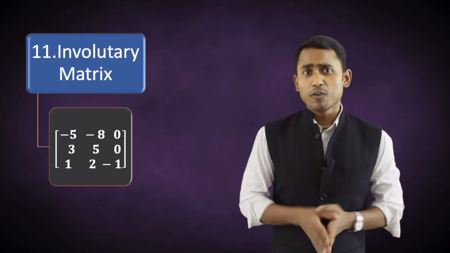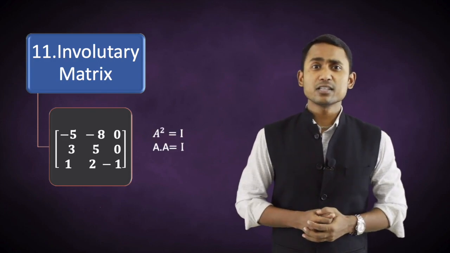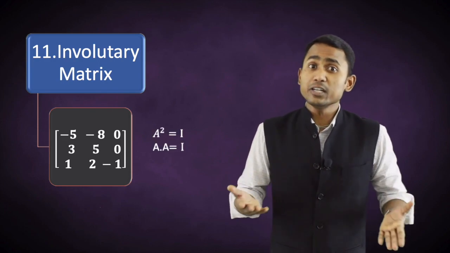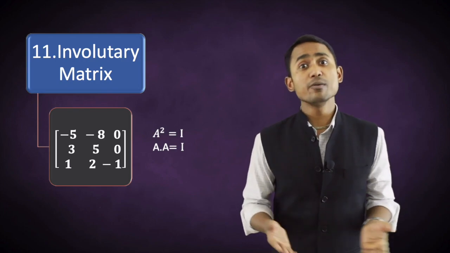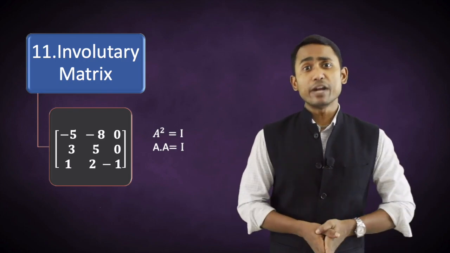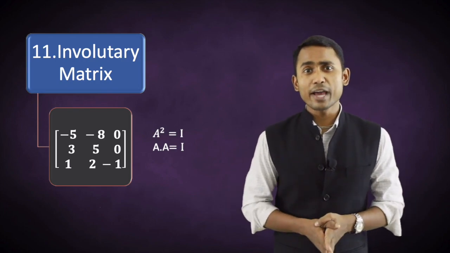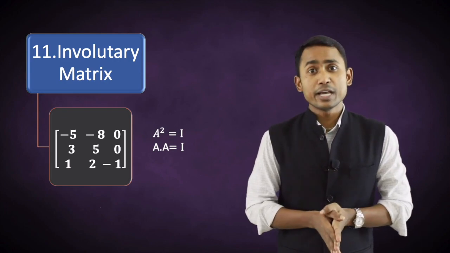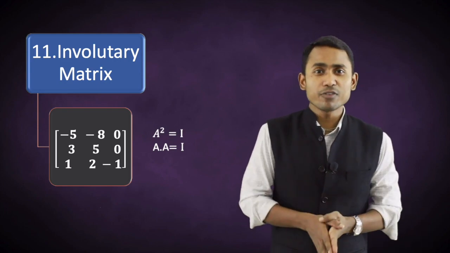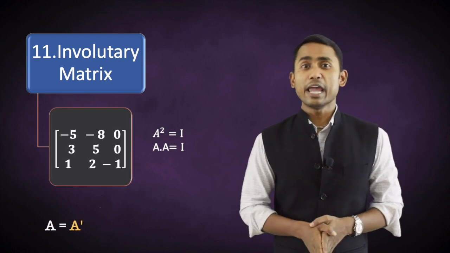Involutory matrix. For example, if A is a matrix and A square comes identity matrix, then A is called an involutory matrix. It means it is the inverse of itself. As A square is equal to I, so we can say that A into A is equal to I. So A is the inverse of itself. So A is equal to A inverse.